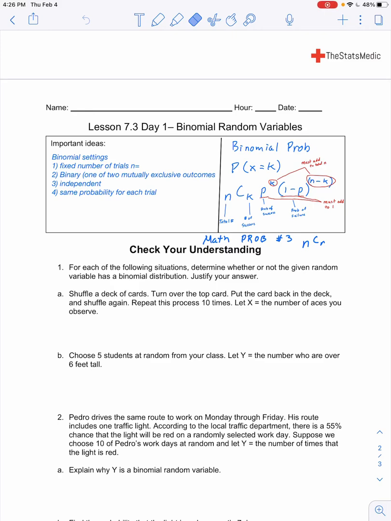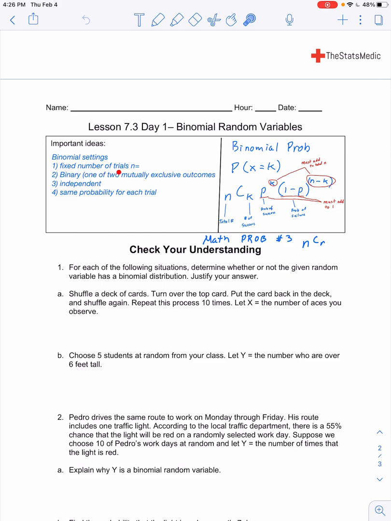Okay, I'm going to try to take you through this, check your understanding. Okay, and what it's asking us is determine whether or not the given random variable is a binomial distribution. And what we're going to do is we're going to check the binomial settings.